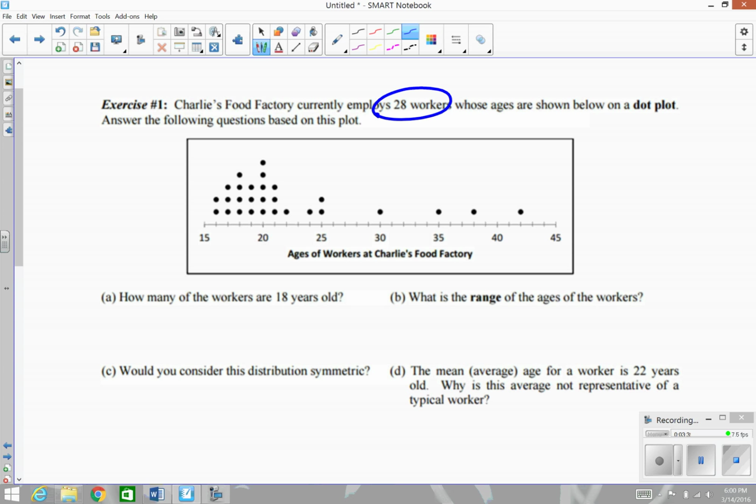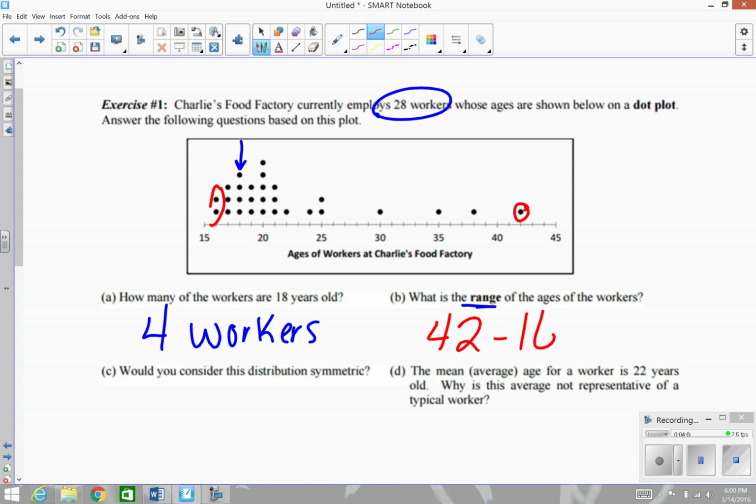Now that you've tried this, let's see how you did. How many of the workers are 18 years old? Well, here's 15, 16, 17, 18. So we should have 4 workers. What is the range? Remember, the range is the largest value minus the smallest. So for that, we're looking here. 42 minus 16 equals 26.